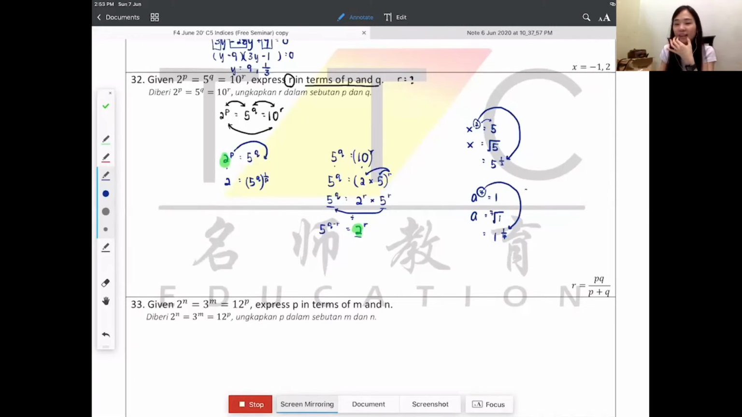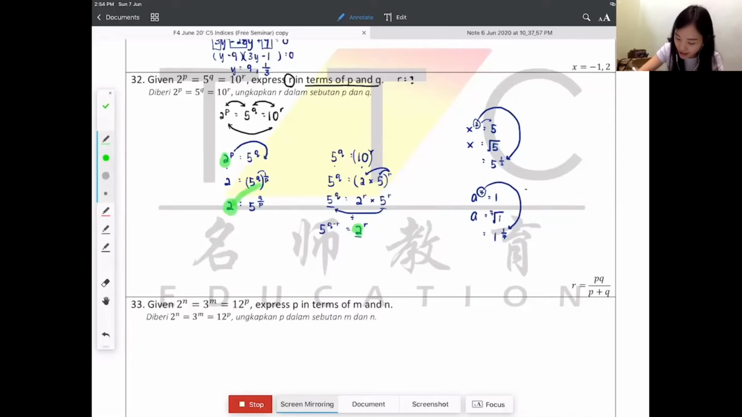Isn't it? Whoa, you see, it's not something I created myself. Everything you know, it's just whether you can think like that. So isn't it like that? 5 power Q times 1 over P, isn't it Q over P? Finally, I know 2 can be replaced by 5 power Q over P.